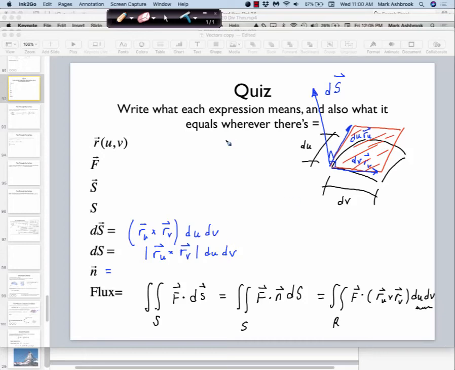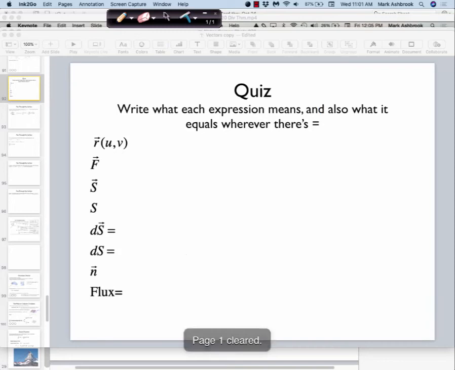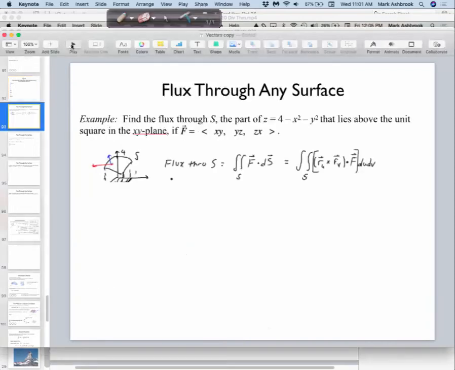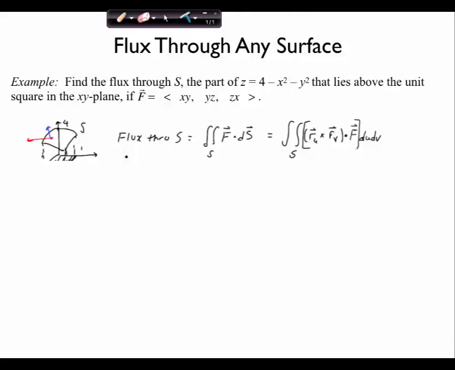Other questions? Okay, so we're finished. Let's finish up the example from last time. This flux example. Okay, we made it this far on this. So we were finding the flux through the part of this paraboloid that lies above the unit square.